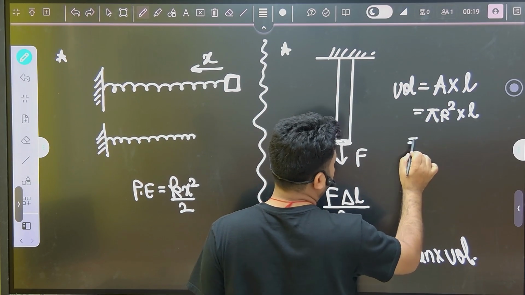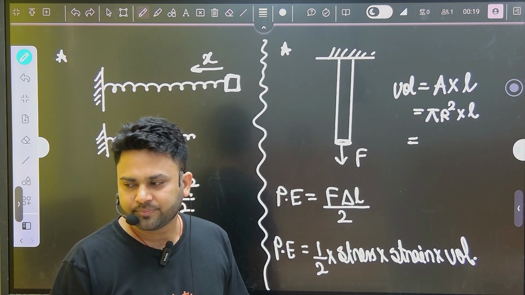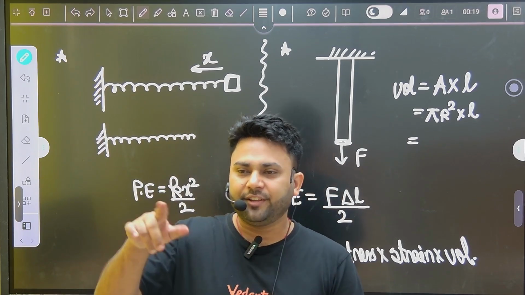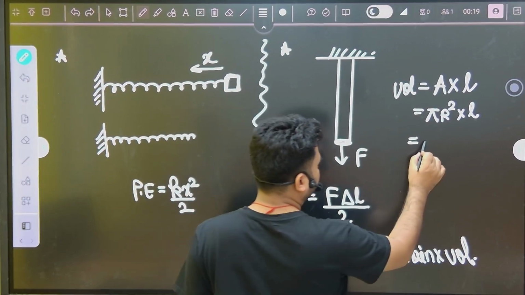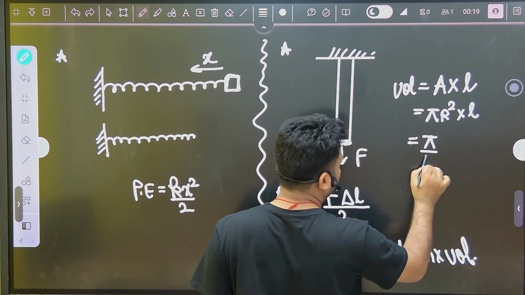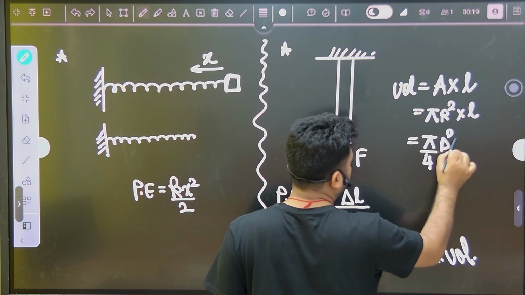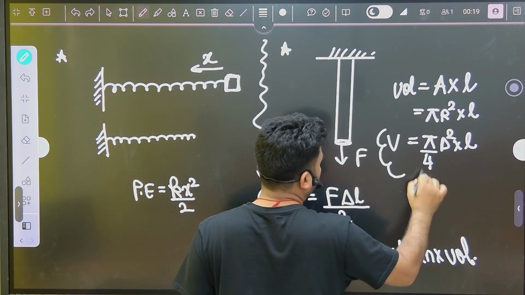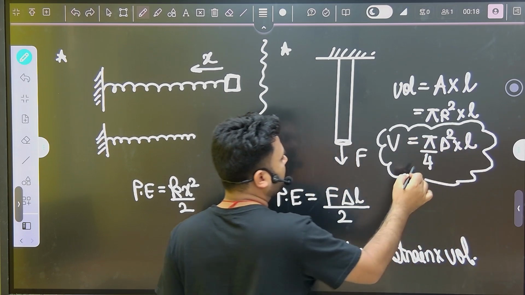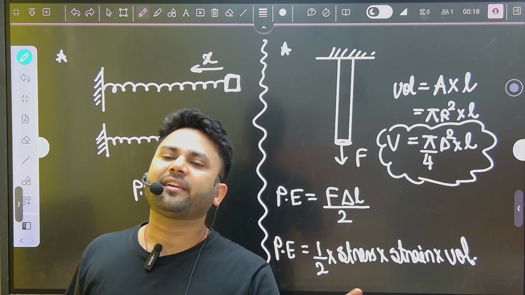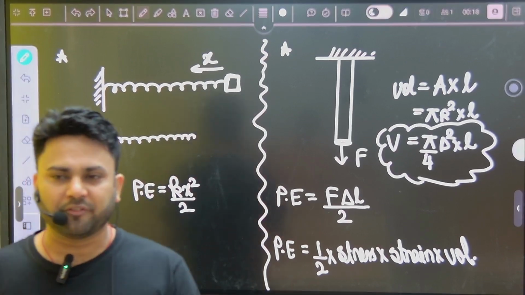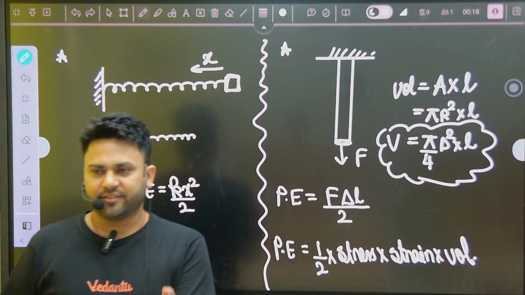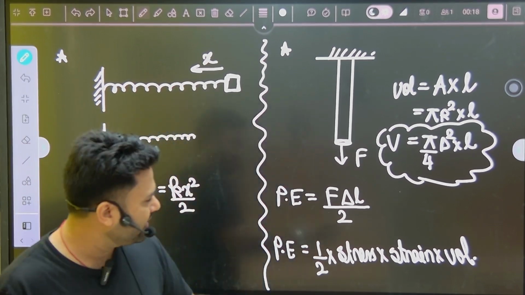Radius you can write as diameter by 2. Radius of the rod, diameter divided by 2. So radius square means d square by 4. That's why we sometimes write area as pi by 4 d square into length. This is the volume of the rod. So sometimes they give diameter directly in the exam. So don't waste time solving for radius; you are converting into diameter at that time. Pi by 4 d square.